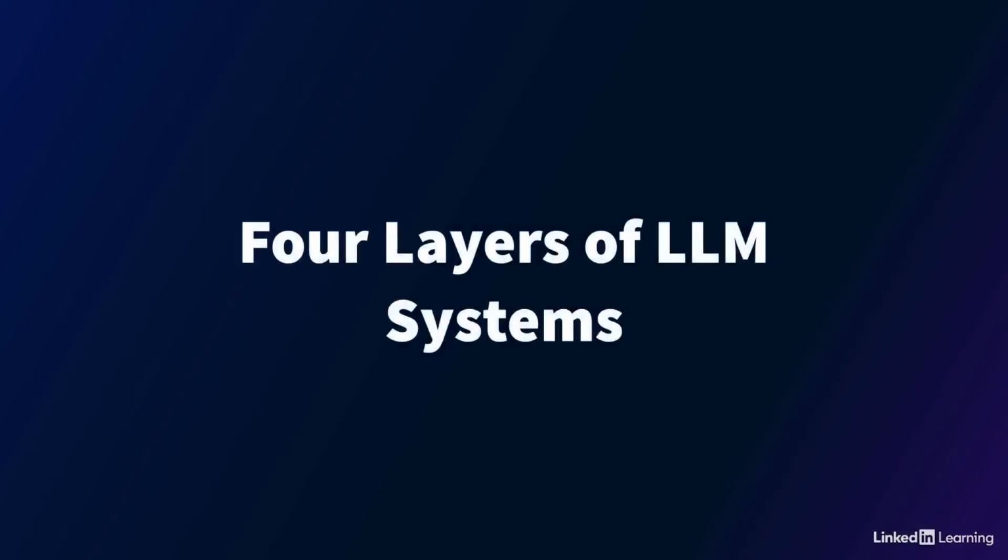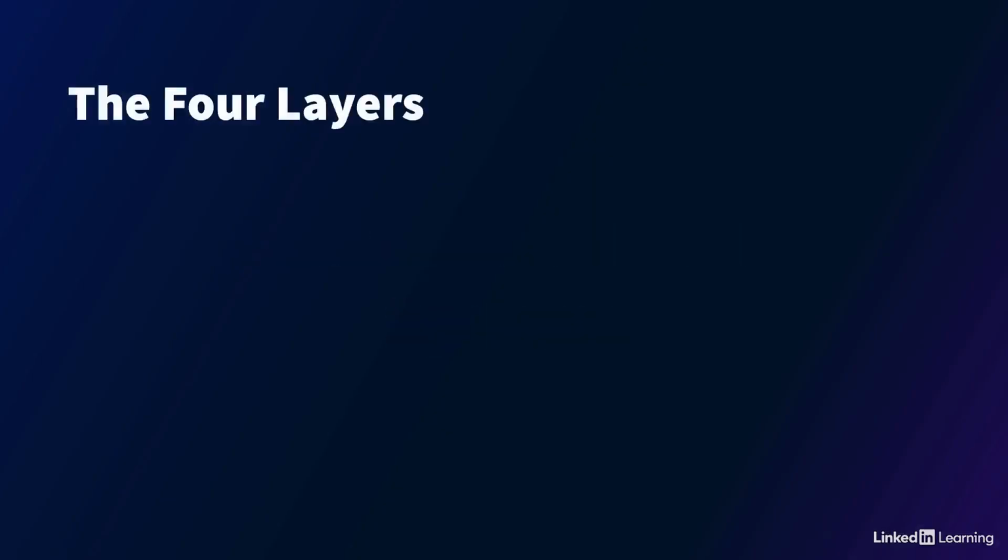Before we dive into the OWASP Top 10, let's take a moment to understand how LLM systems are actually built. Because knowing where vulnerabilities show up starts with understanding where things can go wrong. You can think of an LLM system as having four key layers, where each one brings its own security challenges.